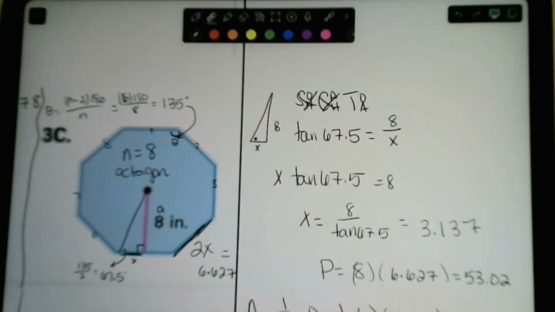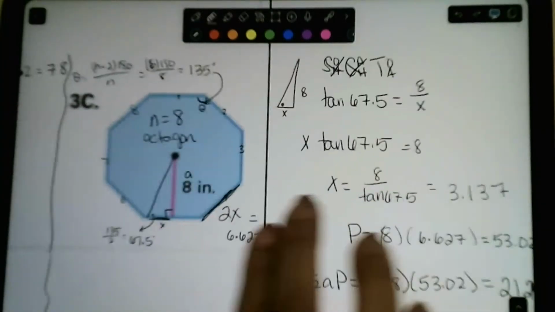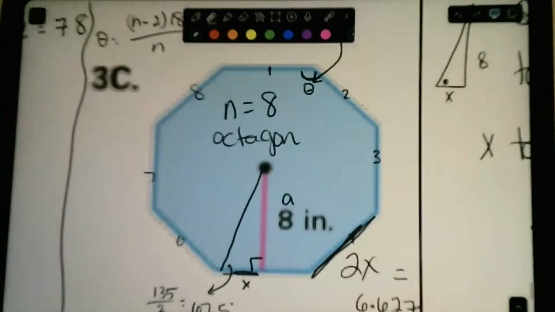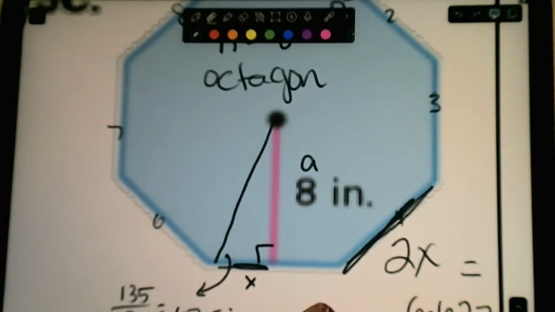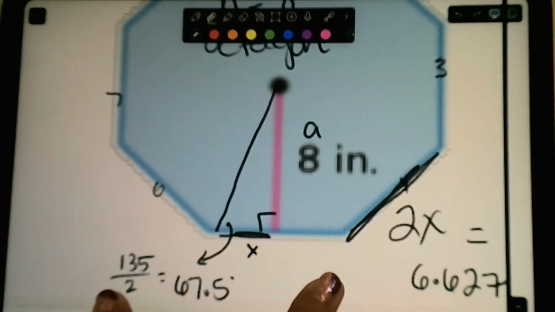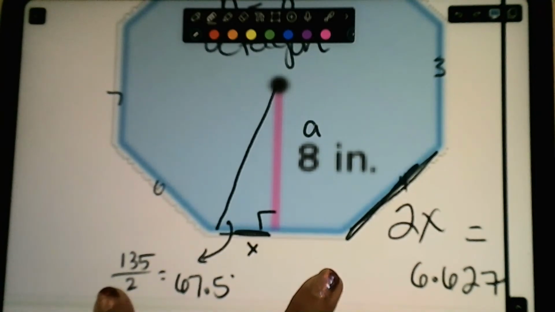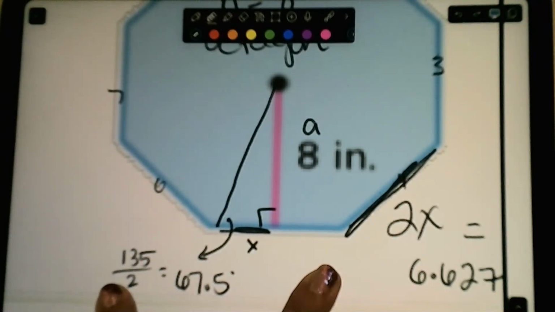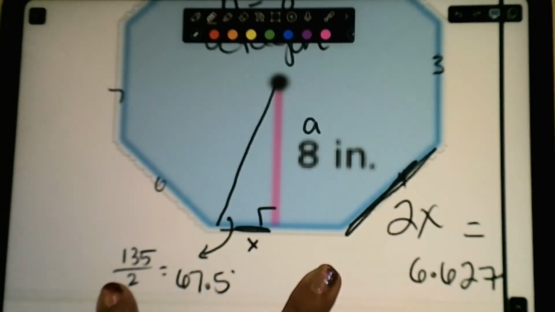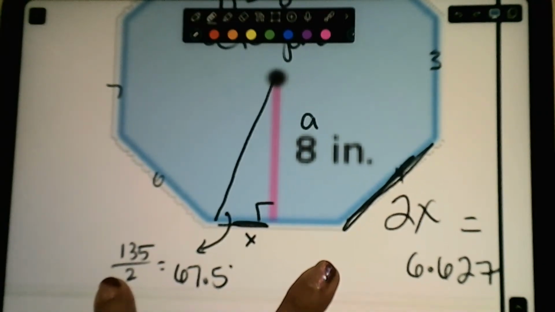Do you want me to talk through the trig portion? Yes. I heard a yes and I saw a couple of nods. Okay. So that trig portion. As I was looking at this little triangle right here, I noticed that I would have an angle measure of 67.5, which means this is not a special right triangle. So I can't use my 30, 60, 90 tricks. So I have to find some other way to solve it. And I only know one of the side lengths. That's the apothem length, the one in pink.